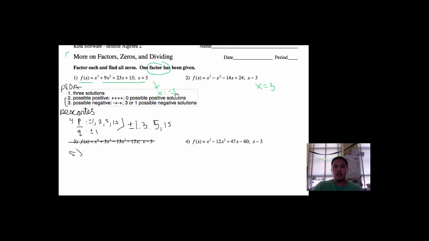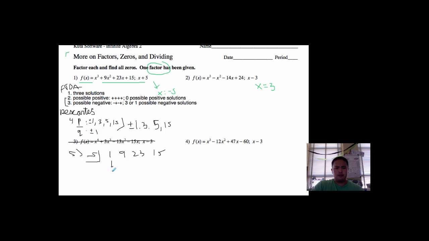Now, here's another thing I'm going to do. Remember it says one of the factors is x plus 5? So let me use synthetic division with negative 5. I'll put negative 5 inside the box, and I will put in the coefficients. Okay, so far. Now let's do some synthetic division.